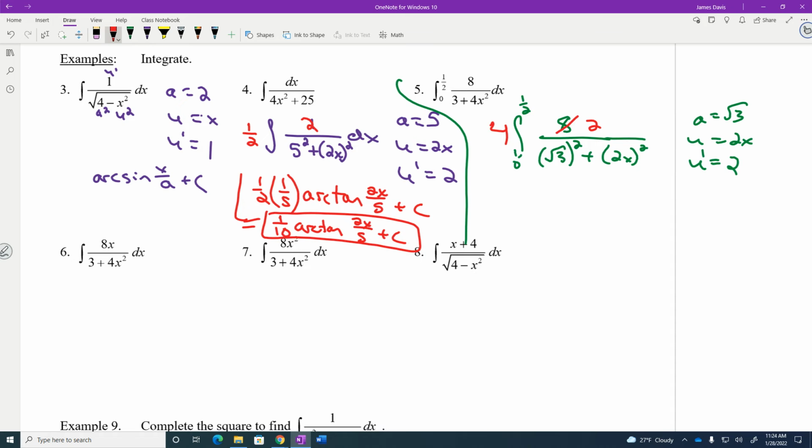All right, now we're ready. So now we can just follow the formula. So it's going to be 4 times, and then it's our 1 over a. So it's going to be 1 over square root of 3 arctan u over a, so 2x over square root of 3. Now this is a definite integral, so it's from 0 to a half.